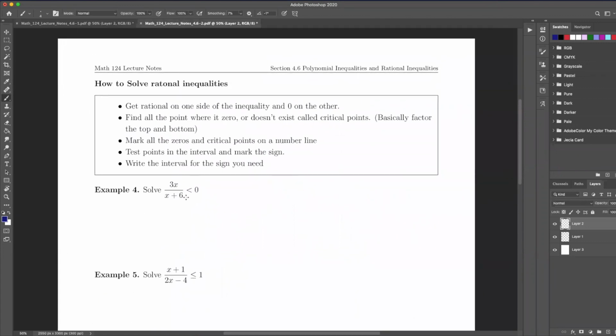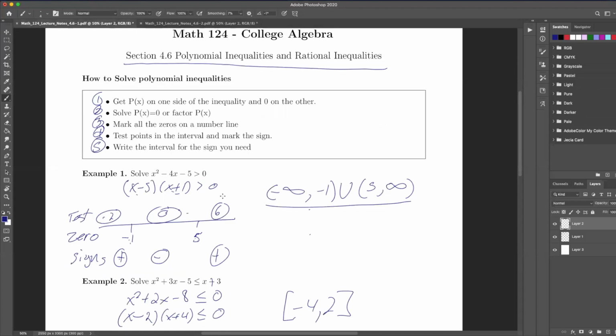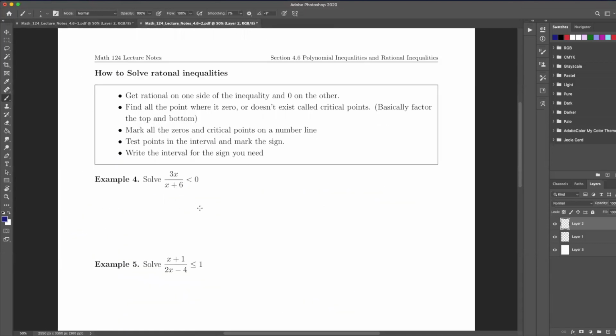rationals. So we're going to get a rational on one side and everything else on the other. Find all the points where it's 0 or does not exist. Basically, now you're just going to factor top and bottom. Mark all this on a number line, test intervals, and mark the sign. The only difference between what we did here and what we're doing here is now we're going to find the zeros for the top and the zeros for the bottom. That's it.